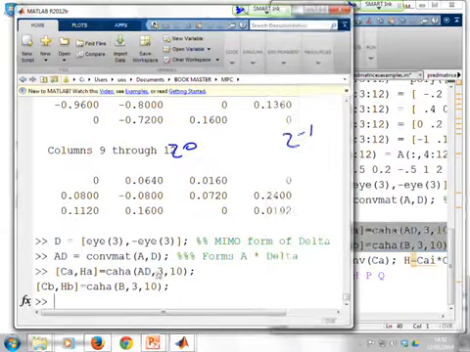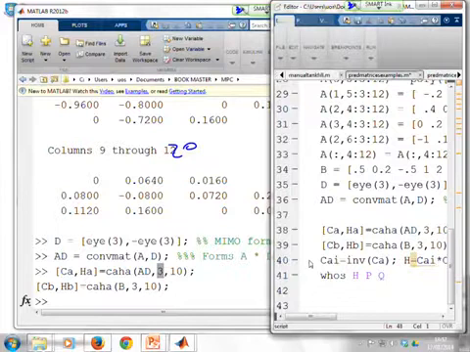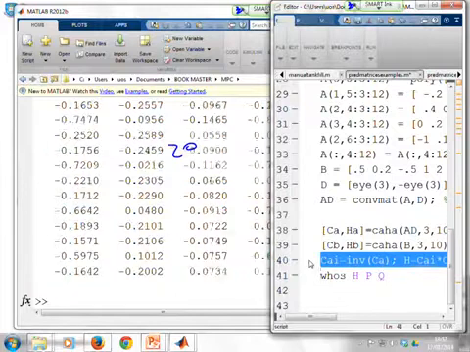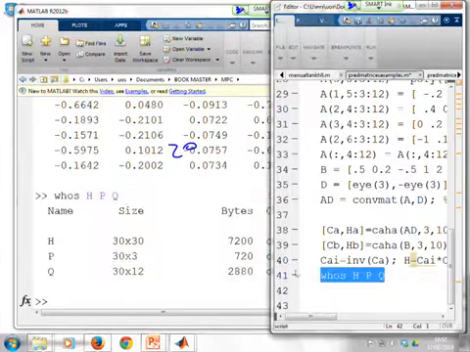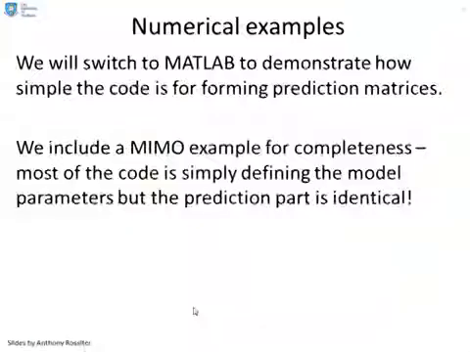Okay, the 3 here in the CAHA tells the program this is dimension 3, so all the blocks come as 3 by 3s. And then here, you'll see I can do my CAHA. If I want to see how big they are, to see what's going on, there you can see H is 30 by 30. Its blocks are 3 by 3, and the horizon is 10. The P is 30 by 3, the Q is 30 by 12. And hopefully you're convinced the MATLAB code is easy.